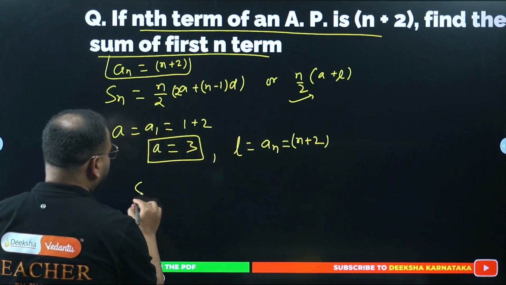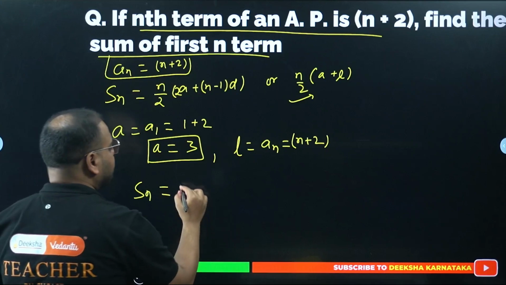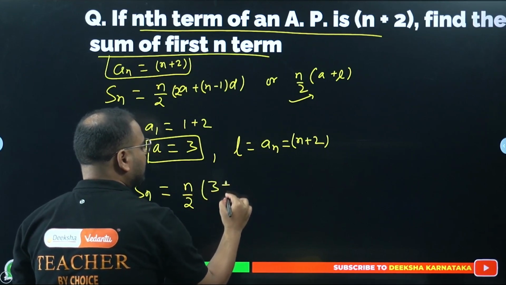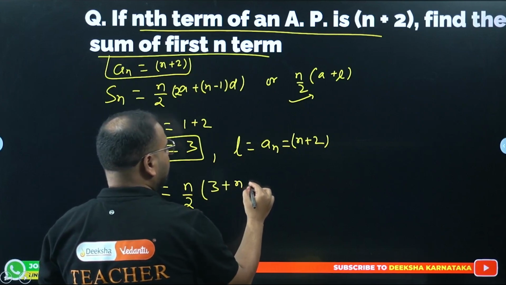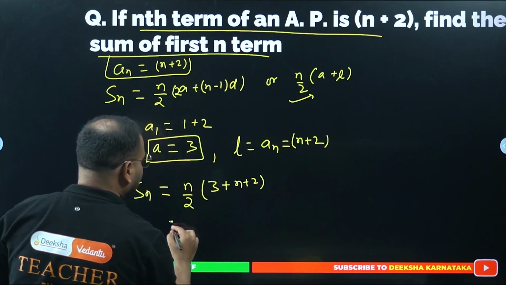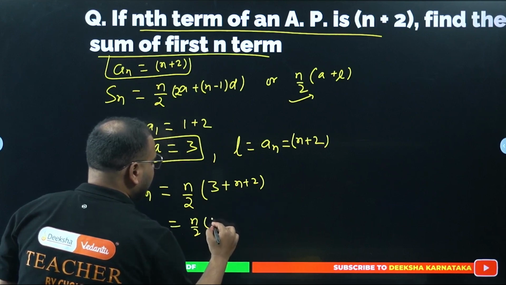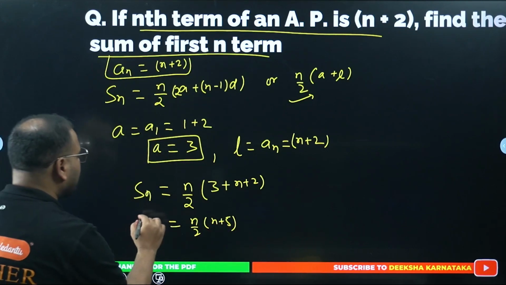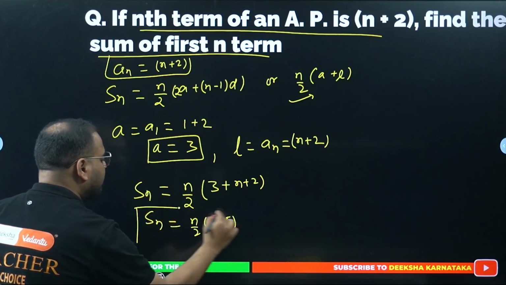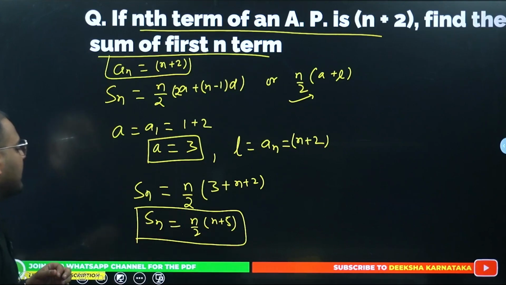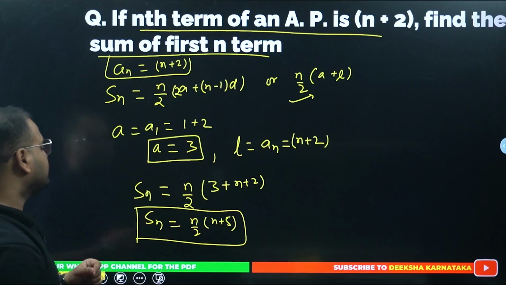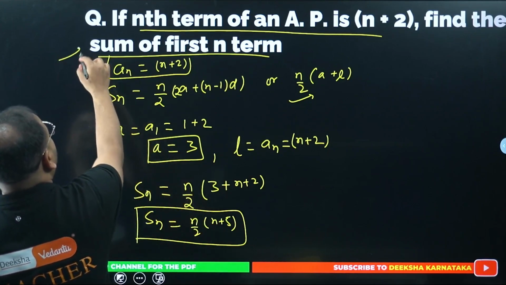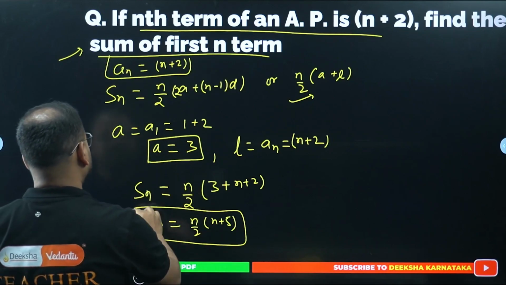So my sum of n terms will become n by 2 times 3 plus l, which will be n plus 2. Simplify it: n by 2 times n plus 5. Can you cancel something? You cannot. So this is your sum of n terms. I hope this is clear. Yeah, sum of first n terms is this.